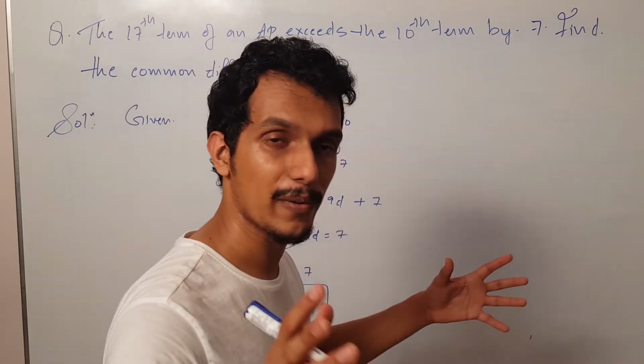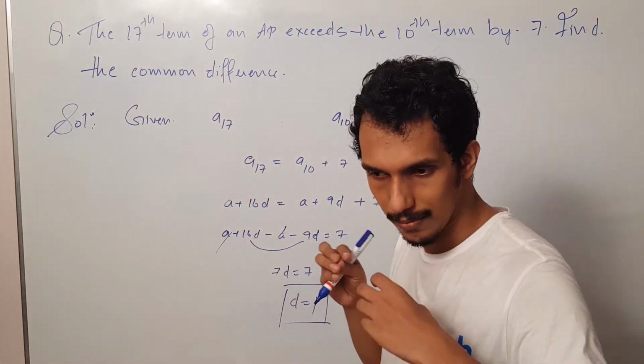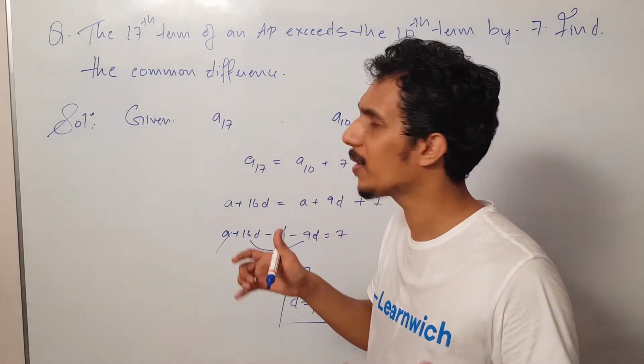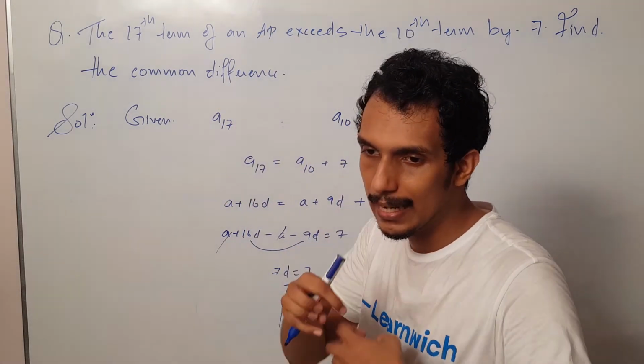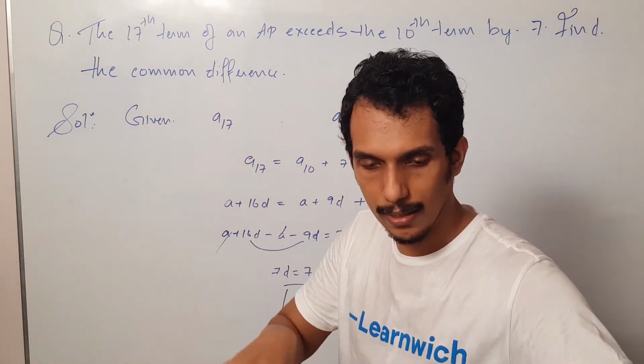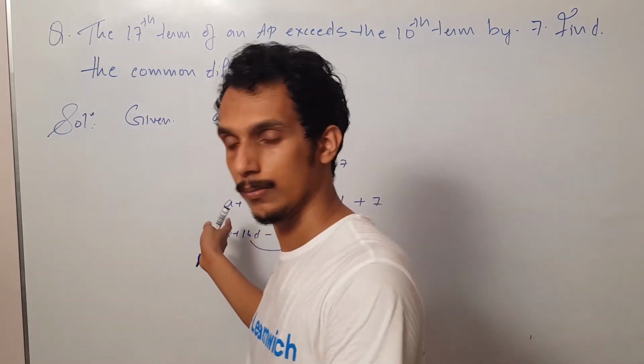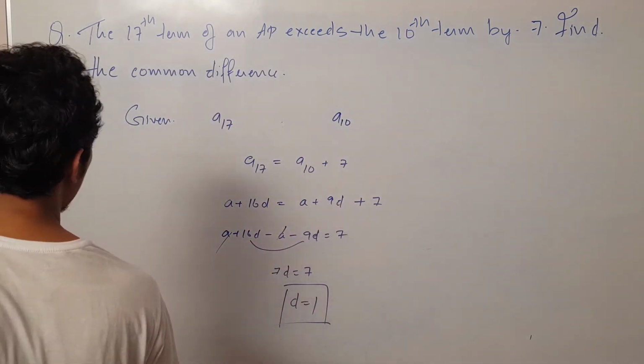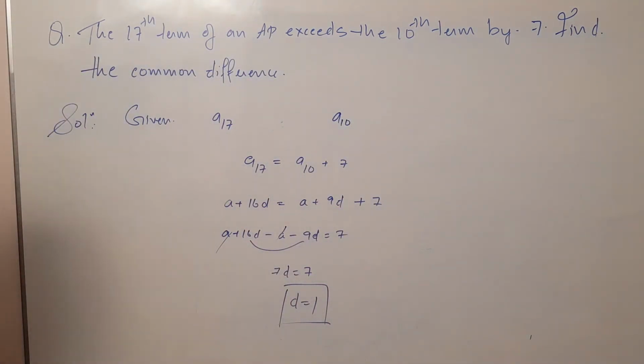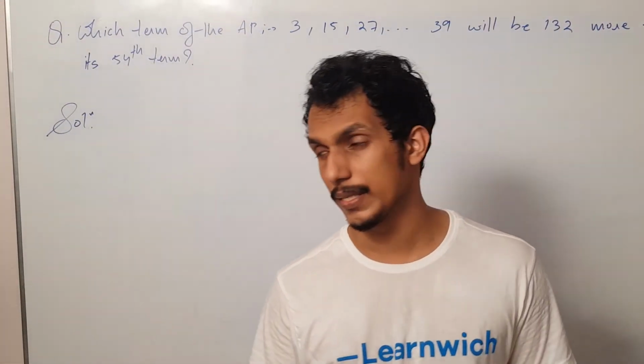So understood, whenever you see such questions, just write the given data, whatever is given, then it is automatically getting noted. Everything is very clear to you, right in front of you. So please note it down. That is your d, which is the value is 1. So let's read the next question.